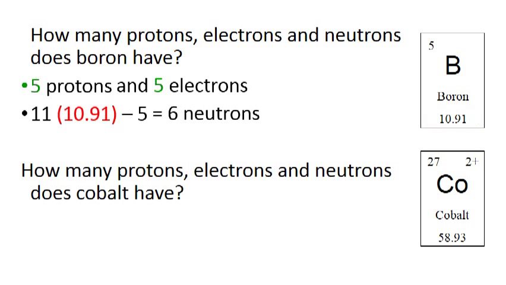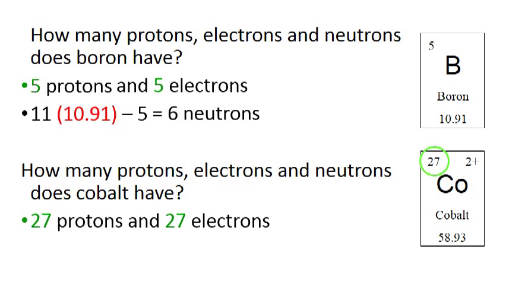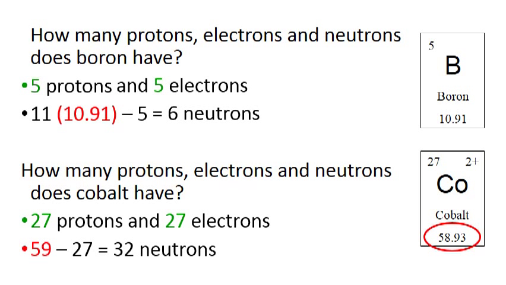All right, we'll do one more example. How many protons, electrons, and neutrons does cobalt have? Well, cobalt has an atomic number of 27. So it has 27 protons and 27 electrons. Now cobalt also has an atomic mass of 58.93. So we'll just round that up to 59. And then we do 59 minus 27, and that gives us 32 neutrons. So I just want to point out that we don't use the ion charge in the top right there, that 2+. We don't use that at all to calculate the number of neutrons. So cobalt has 27 protons, 27 electrons, and 32 neutrons.